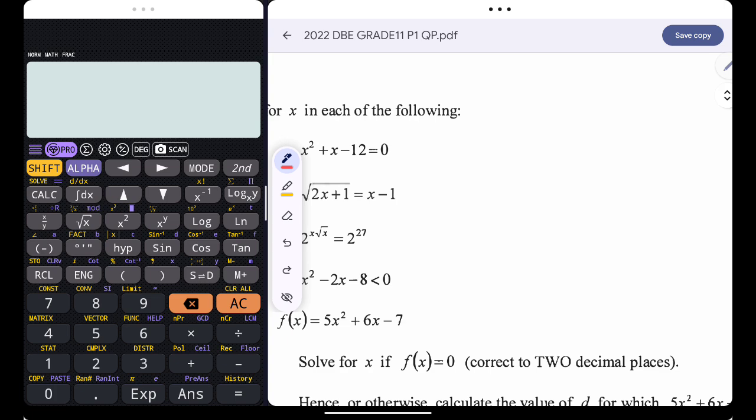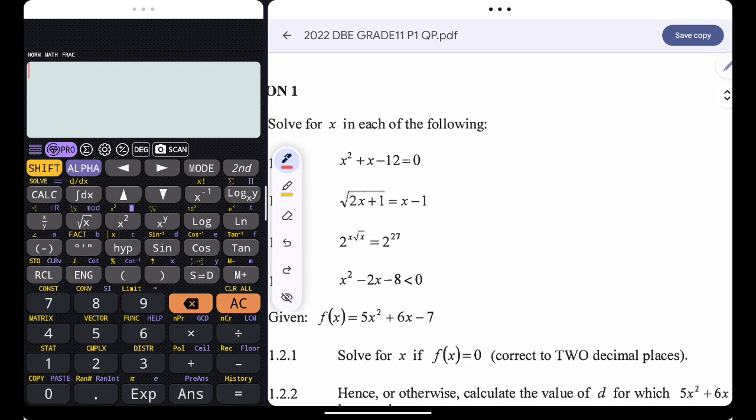Question 1, I'm supposed to solve x. The first question that I'm given is already in standard form. It does not have fractions, surds, and brackets. I don't have to do too much work. The only thing I need to do is to just factorize and solve x.